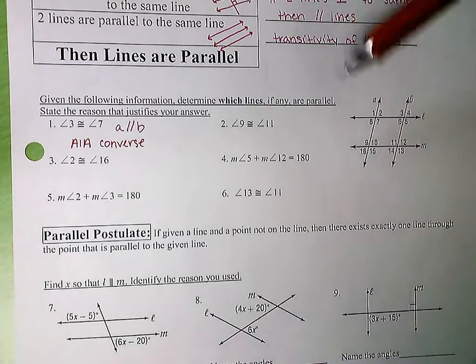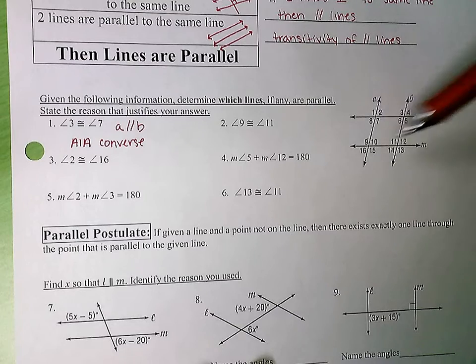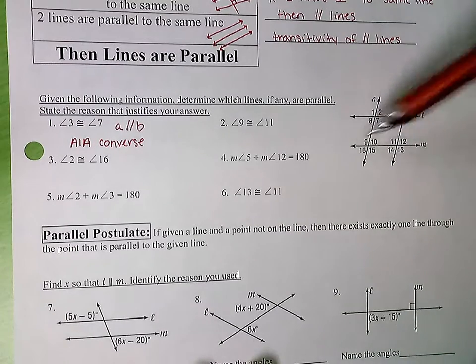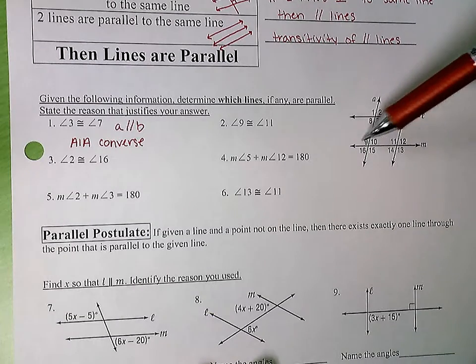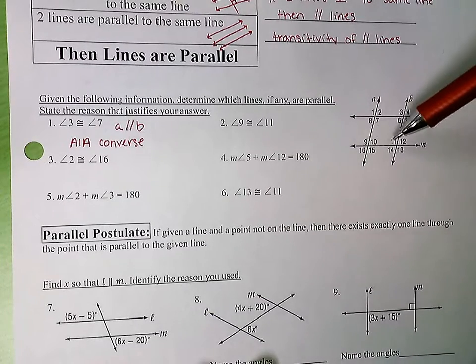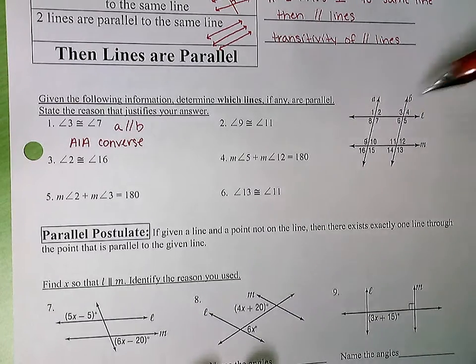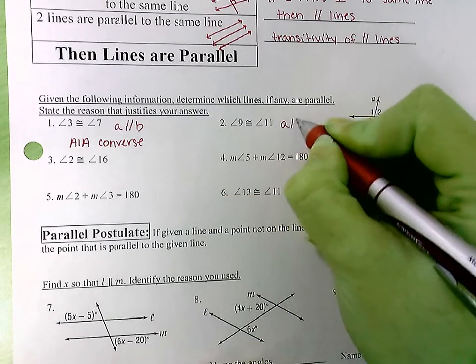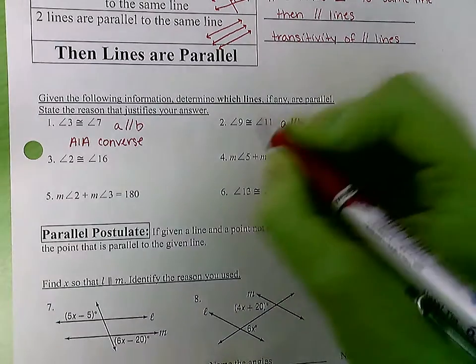Okay, now I'm going to look at number 2. So if we have angle 9 right here, angle 11 right here, I want to identify what type of angle pair those are. CA, they're corresponding angles. Now if these are corresponding angles, what would be my parallel lines? A and B. Okay, now what's my reason behind saying that those lines are parallel? CA converse.